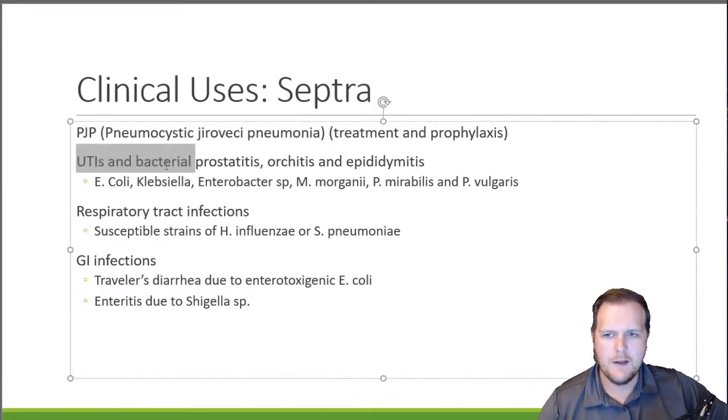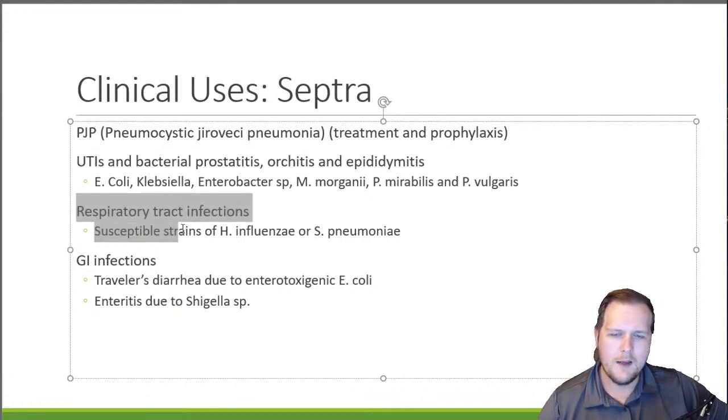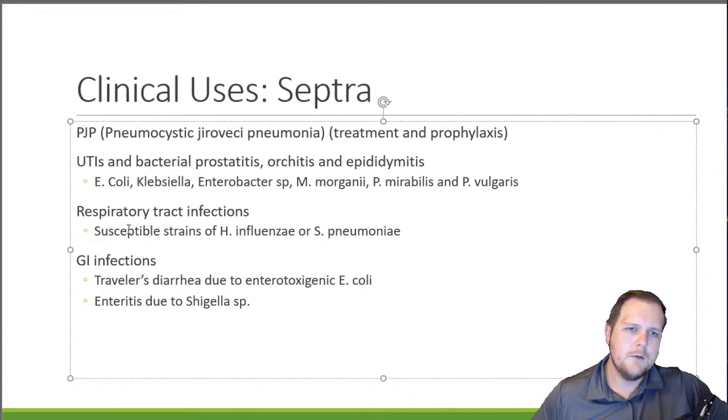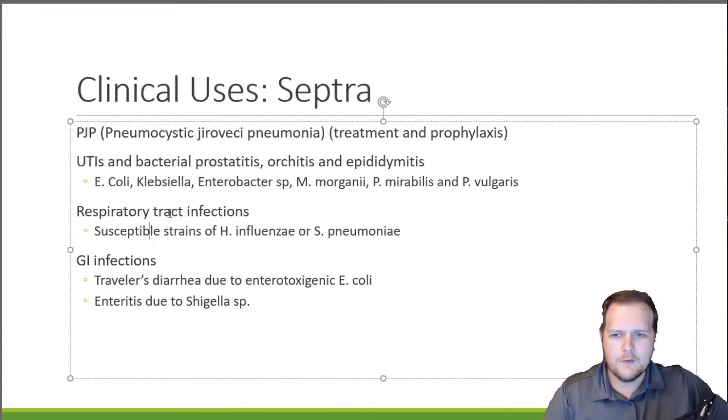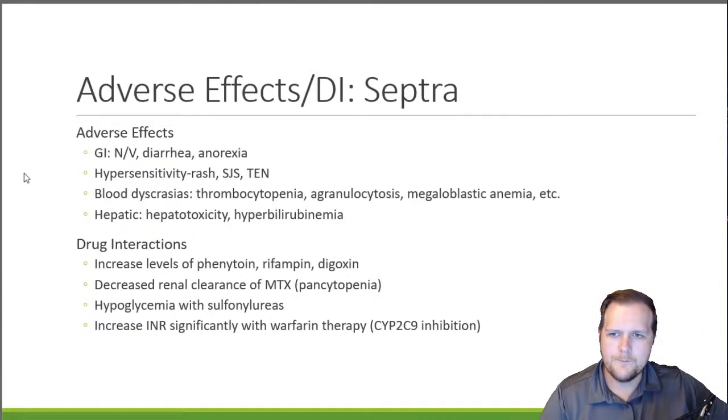We use this a lot for UTIs and prostatitis, some respiratory tract infections. I probably wouldn't use this empirically, but if I had someone who had a resistant H flu or strep pneumo or something like that. And then also if you have people who are undergoing international travel and you worry about traveler's diarrhea, sometimes you'll see it used for that as well. So a lot of good uses for Bactrim.